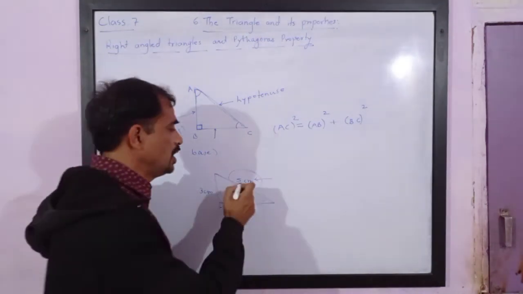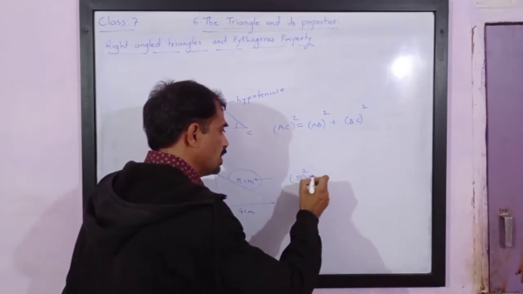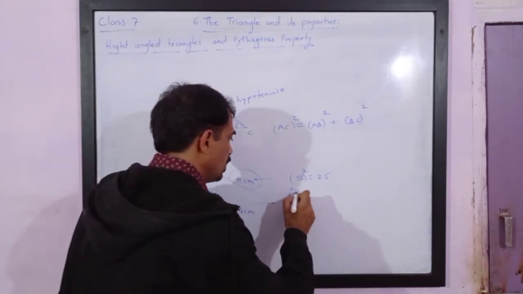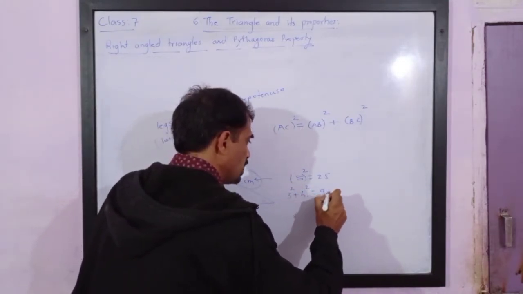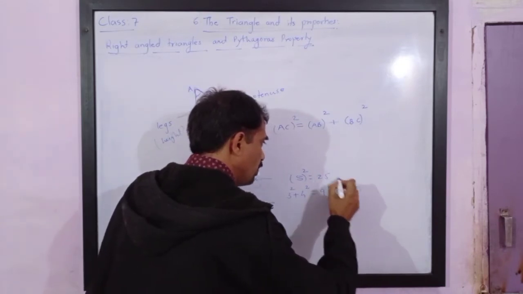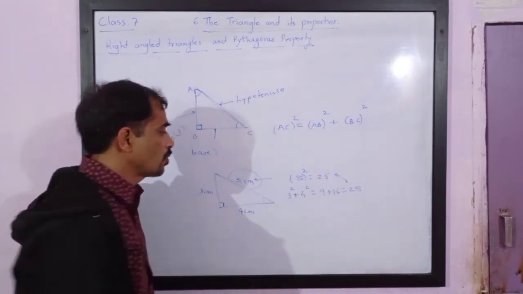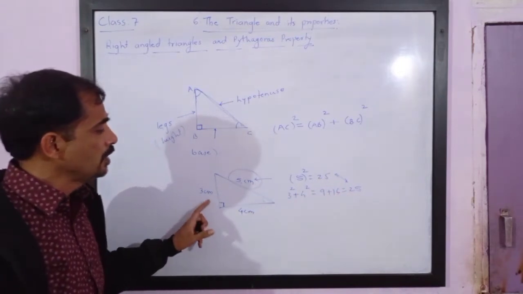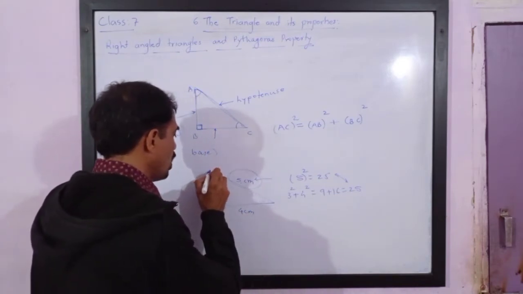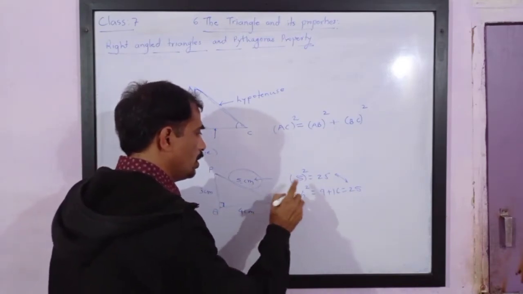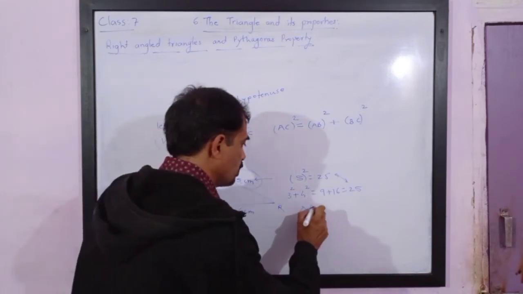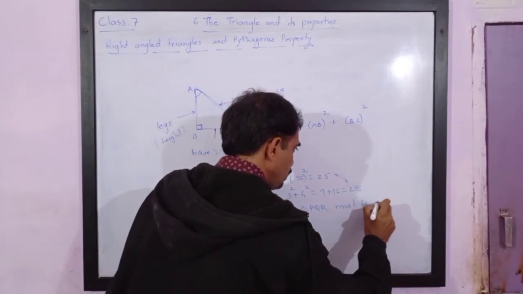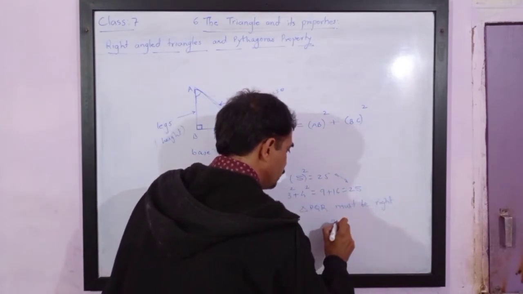Now let us check. 5 square, the hypotenuse square, is equal to 25, and the sum of the squares of the remaining sides, that is 3 square plus 4 square, is equal to 9 plus 16. This is also equal to 25. Please note, the square of the hypotenuse is equal to the sum of the squares of the remaining sides. If this is true, then for triangle PQR, it must be a right angled triangle.